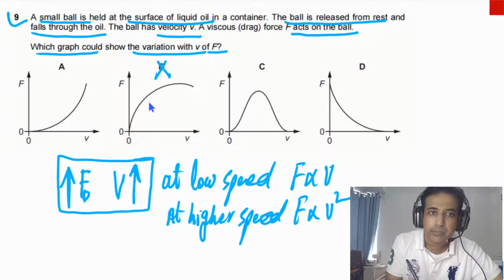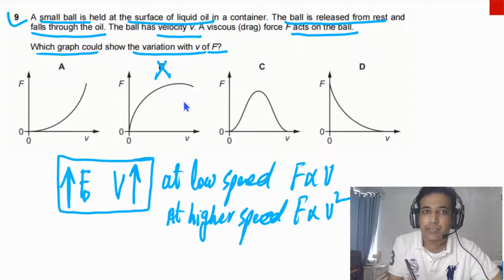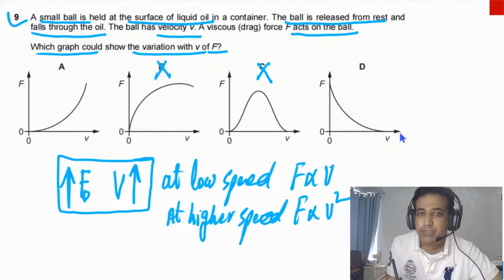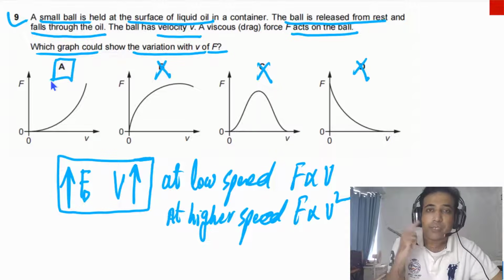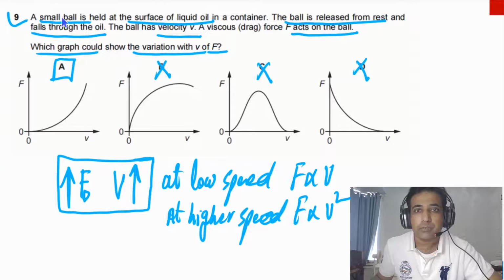So B is incorrect because this is telling us that as speed is increasing, the increase in F is getting smaller and smaller, so this is not possible. This is telling us first of all an increase, then a decrease, so this is also not possible. This is telling us that as speed is increasing, F is decreasing, so this is also incorrect. So the best answer for this question is A. As speed increases, drag force gets bigger and bigger. So the answer for this question is A.